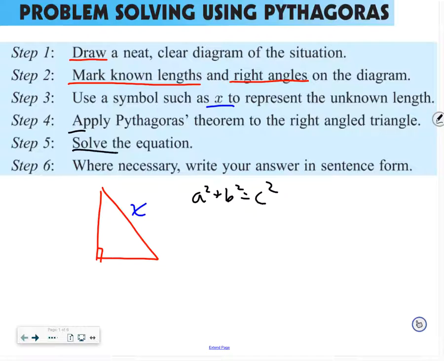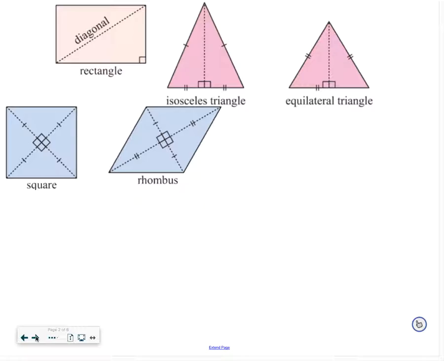Okay, solve for your missing part, and where necessary, write your answer in a complete sentence, and also remember units. Okay, so when looking at problem solving, a lot of times you're dealing with different shapes that aren't necessarily right triangles, but those shapes can be made up of right triangles. So these 5 are ones that you should be familiar with.